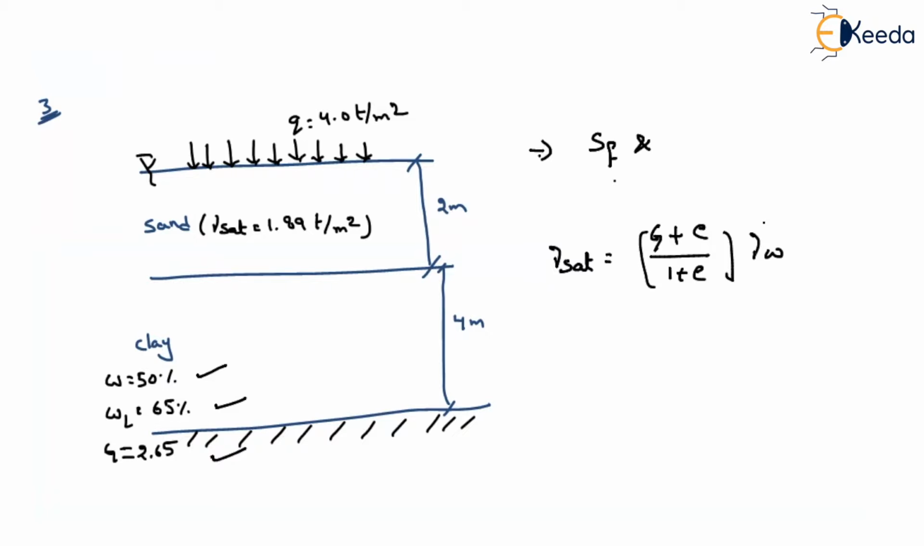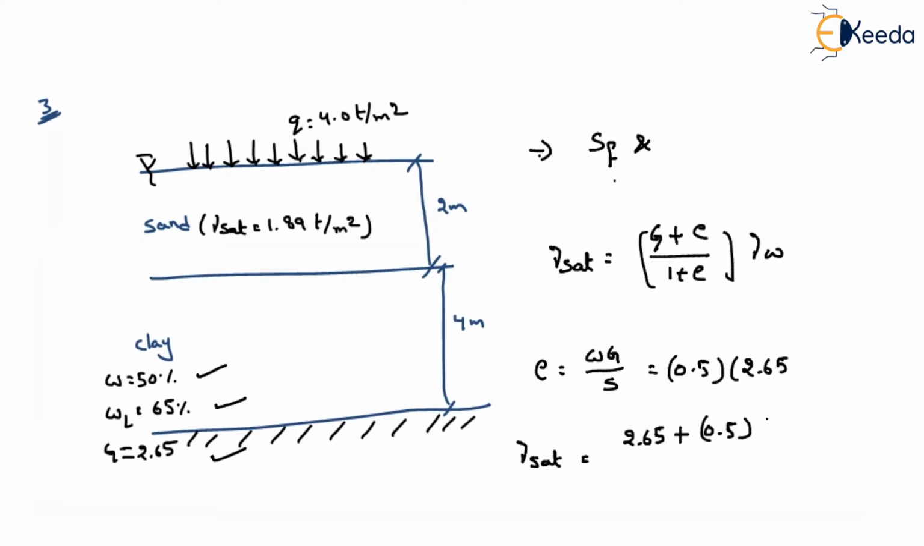So here, what about the e value? Did they mention anything about it? No, right? Then we know the relation e equal to wG by S. Degree of saturation is 1. That implies the water content is 0.5, into G value 2.65. That's it. Substitute in this equation. So gamma saturation will be equal to G value, which is 2.65, plus e value, which we can write as 0.5 into 2.65, divided by 1 plus 0.5 into 2.65.